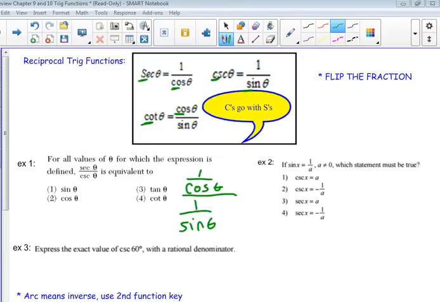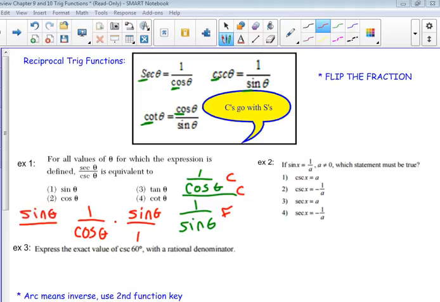So just because you have trig functions, don't panic. We're still going to multiply by the reciprocal, or copy, change, flip. So we copy, change division to multiplication, and flip the second fraction. Okay, so now we have sine over cosine, but that's not one of our answers. What does that equal? Tangent. Good job. This is the same thing as tangent.